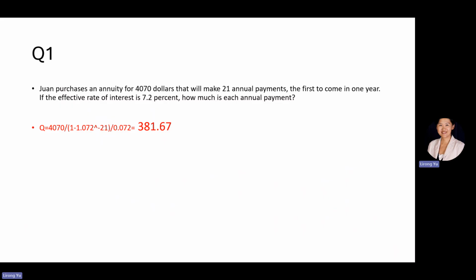So the amount of the payment multiplied by the annuity notation a angle 21 should equal 4,070. To find the payment amount, you take the 4,070 divided by a angle 21. I showed the calculation for a angle 21. In fact, a angle 21 equals 1 minus v to the power n, divided by the interest rate i. In this case, the interest rate is 7.2%, 0.072. If you do the whole calculation, you get 381.7. So that's question one: 4,070 divided by a angle 21 at the interest rate of 7.2%.